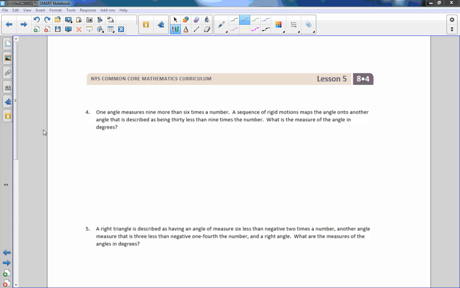Okay, number 4. One angle measures 9 more than 6 times a number. The measure of angle 1 equals 9 more than, reading right to left, 6 times a number. So the measure of angle 1 is 6x plus 9. A sequence of rigid motion maps the angle onto another angle that is described as being 30 less than 9 times the number. 30 less than, reading right to left, 9 times a number. What is the measure of the angle in degrees?